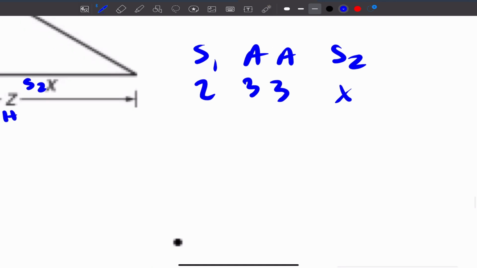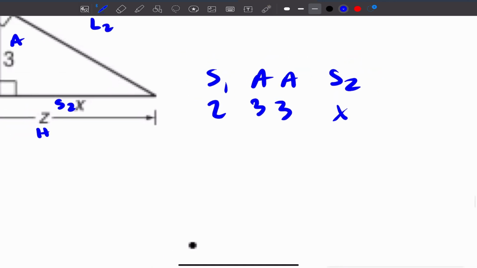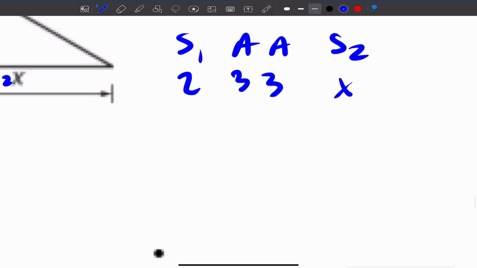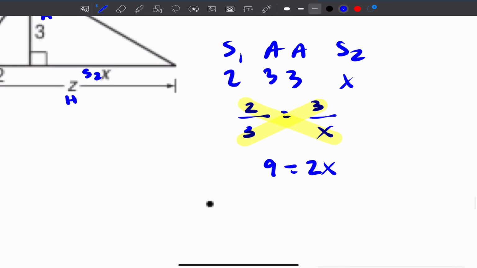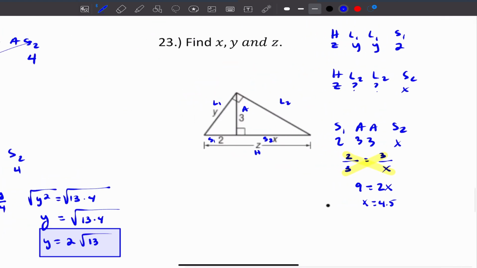So, that's a 2 right there, is it a 2? Yes, it is. So it's 2 over 3 is equal to 3 over x. Then I'm going to cross multiply. 3 times 3, that's 9. And then 2 times x is just 2x. So your answer is x is equal to 4.5. Okay, so x is 4.5.